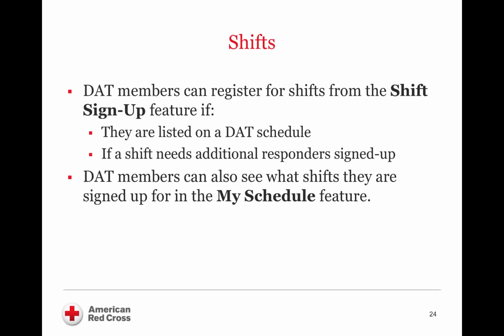Once you've set up your notification preferences and your time zone, you can sign up for shifts using the DAT app. You can register for shifts from the Shift Sign Up feature. You'll only be able to sign up for shifts that you are listed on for a DAT schedule. That work is done by your DAT coordinator, and if a shift needs additional responders to sign up. You will also be able to see what shifts you have signed up for in the My Schedule feature.